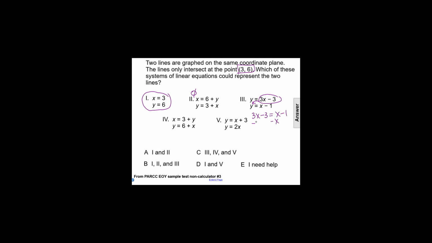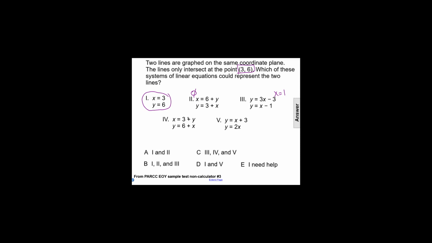If we solve for x, we'll subtract x from both sides. So 2x minus 3 equals negative 1. We'll add 3 to both sides, meaning 2x equals 2. And dividing both sides by 2, we get x equals 1. So this solution to the system will have a value of x equals 1. But right away, our point has a value of x equals 3. So although this third system has a solution, it's not going to be the ordered pair that we want. This third system has a value of x equals 1, so it's automatically not going to be x equals 3. Let's move on to the fourth system.